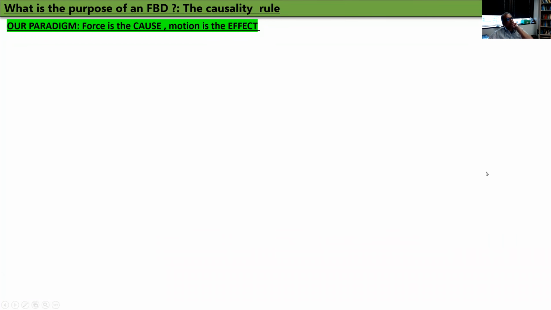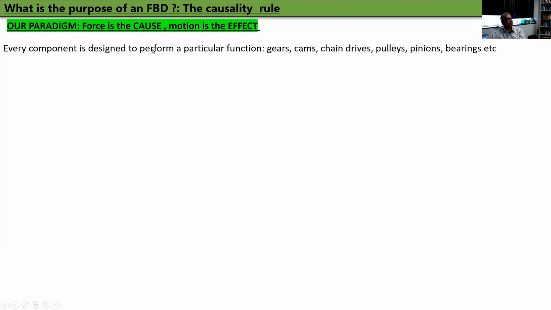Okay, so what is the purpose of a free body diagram? I want to introduce you to what is called the causality rule, which says that in our system, the way in which we think about mechanics is to say that force is the cause and motion is the effect. Okay, so why does this matter? It matters to free body diagrams.